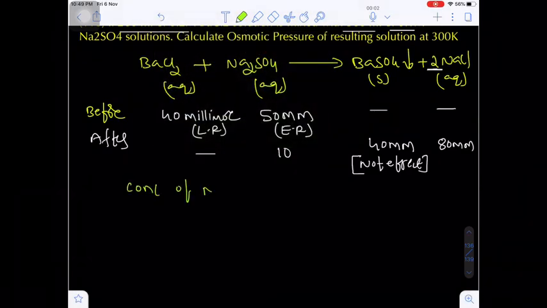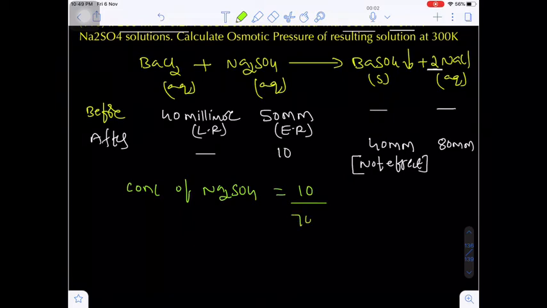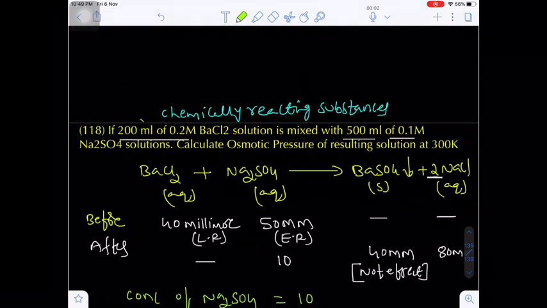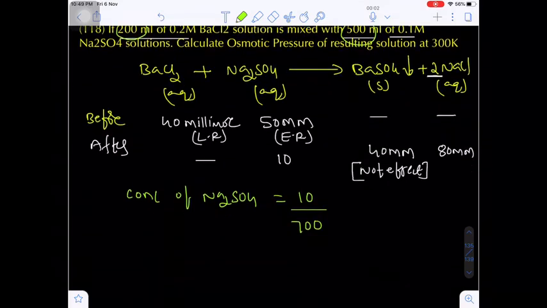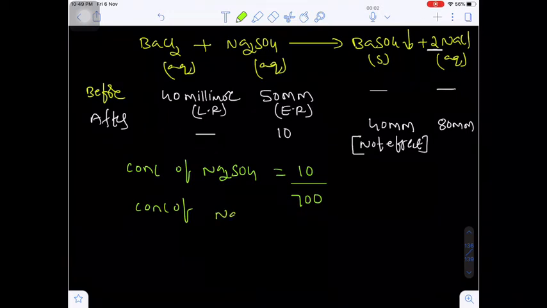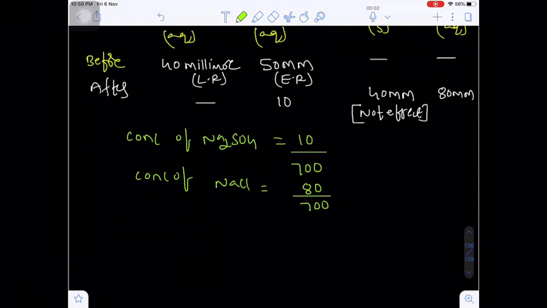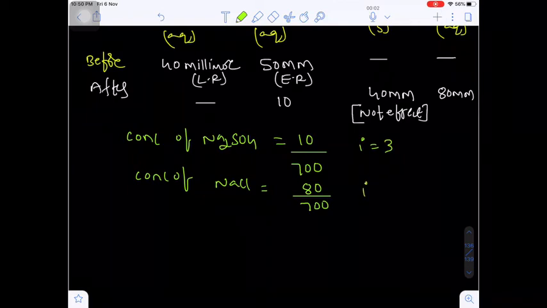Concentration of Na2SO4. How many millimoles of sodium sulfate are left? 10 millimoles. And the total volume of solution in milliliters will be 200 plus 500, that will be 700. And what will be the concentration of sodium chloride? Sodium chloride, how many millimoles will be there? 80. Total volume of the solution again 200 plus 500, 700. Okay. Now the sodium sulfate Van 't Hoff factor iota will be 3. For sodium chloride, what will the iota Van 't Hoff factor be?